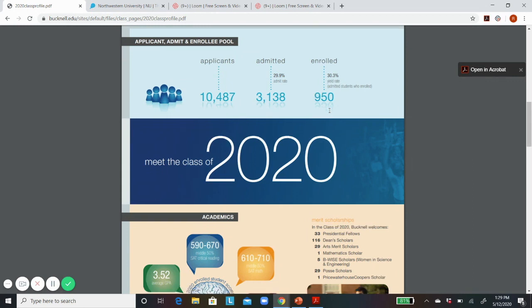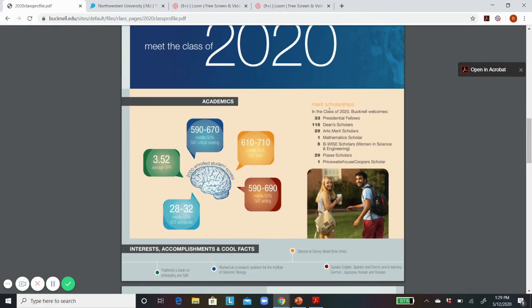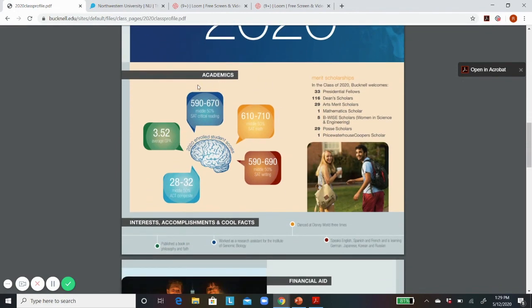In addition, this specific profile includes the ranges for the SAT components, the GPA, as well as the ACT scores. So therefore, you can apply those percentiles of where your student is against these ranges and identify whether or not this school would be a reach, a match, or a safety for your student.